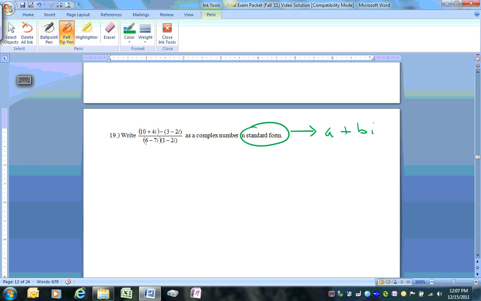So we clean it up. And the way you clean up is the way you would do anything normally algebraic. Combine like terms, FOIL. So you get 7 plus 6i up top. Down below, if you FOIL, you should get 6 minus 12i minus 7i plus 14i squared, which is 7 plus 6i over negative 8 minus 19i.